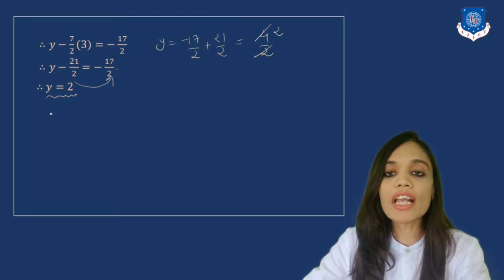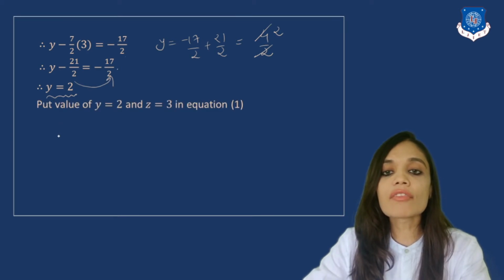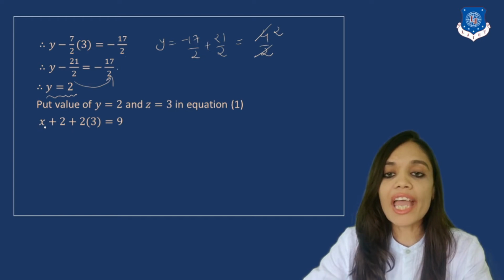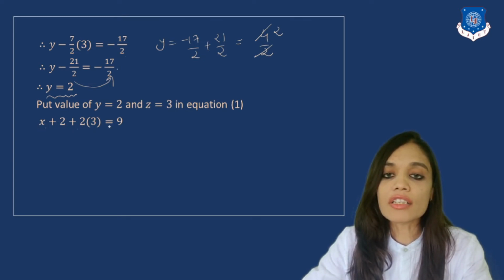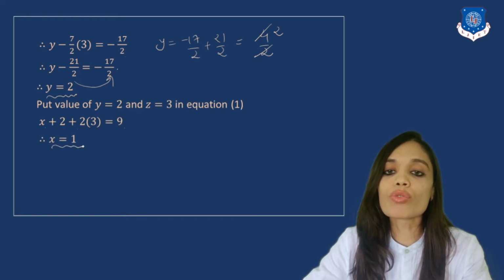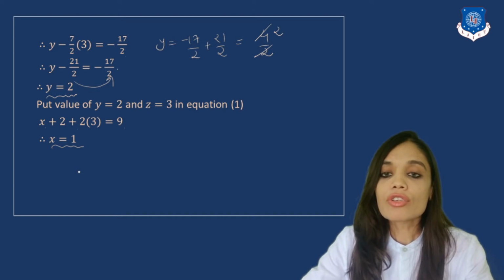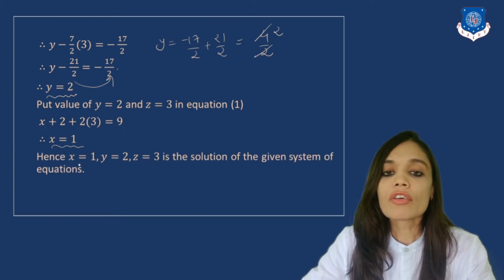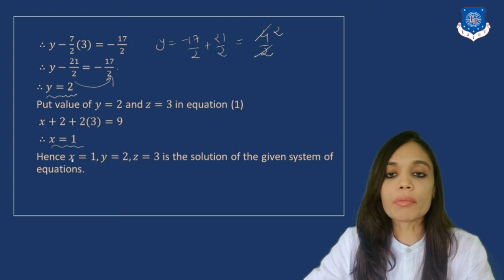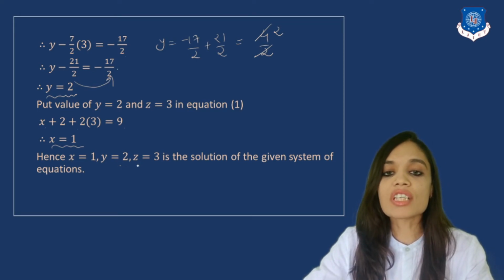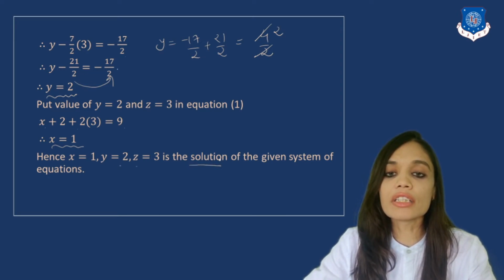Now we will put the values of y and z in our equation 1, right? So let us put the values. So x plus 2 into 3 equals 9. So finally you will get x equals what? 1, right? So in general we have found the values of our variables as x equals 1, y equals 2, z equals 3, which is our solution of the given linear system.